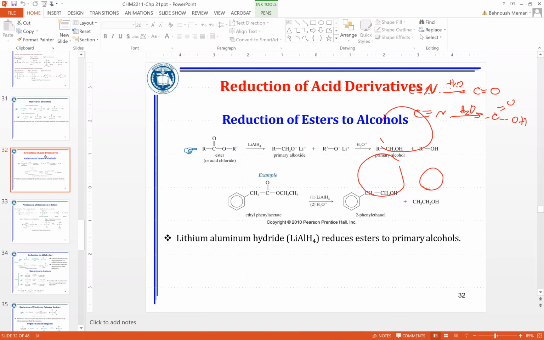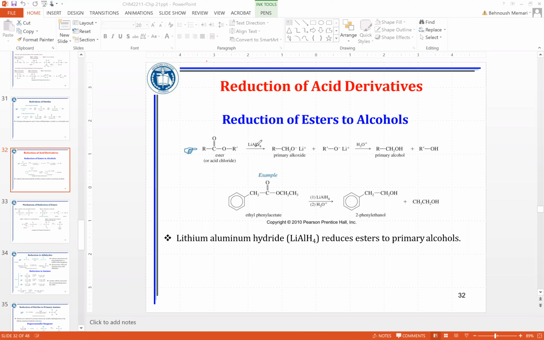Next type of reactions of the acid derivative is reduction. Reduction meaning adding hydrogens. So one general trend, it's going to help you. Reduction of all acid and acid derivative would give you primary alcohol, except the ones that contain nitrogen. If it contains nitrogen, it would give you amine. If it doesn't have nitrogen, it will give you primary alcohol.